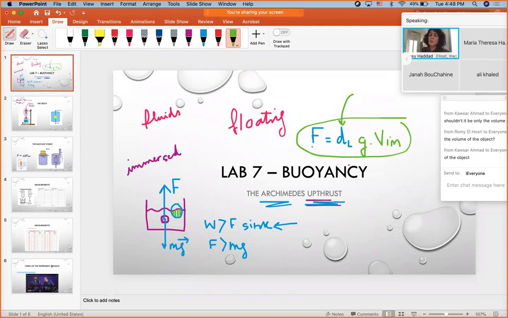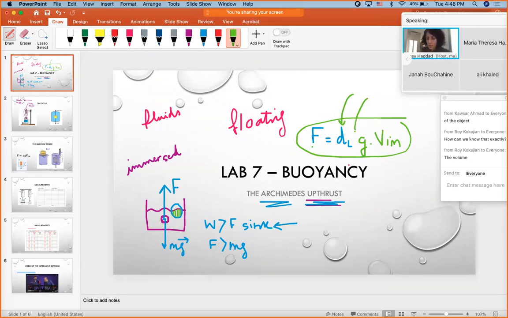A lot of students would think it is related to the density of the object, because if I have an object that is more dense, I'm gonna sink. It has nothing to do with that. Sinking or floating has nothing to do with F. F could be huge, and yet you can sink if your weight is even greater.